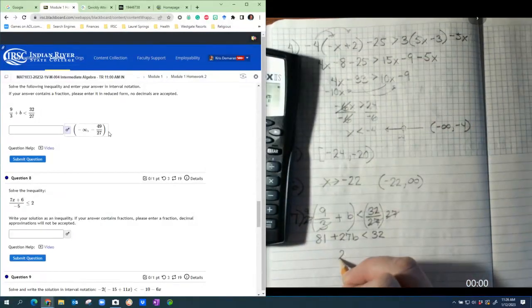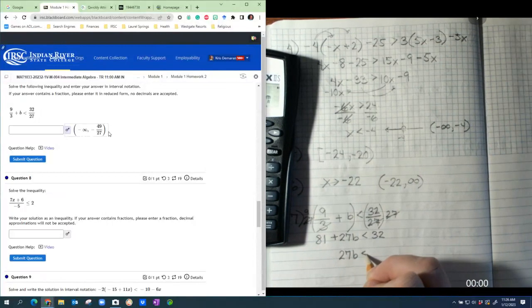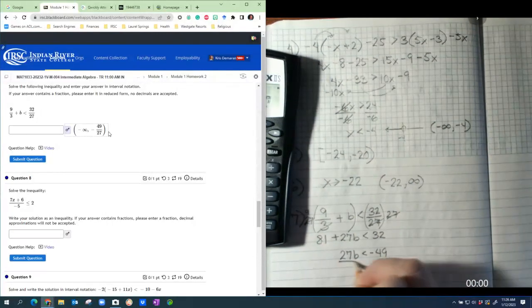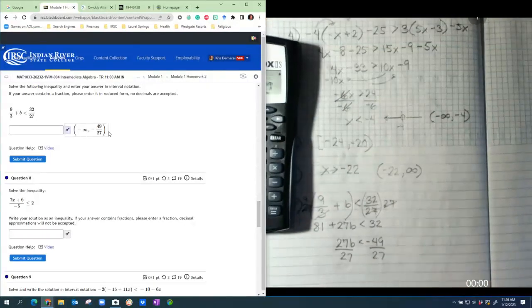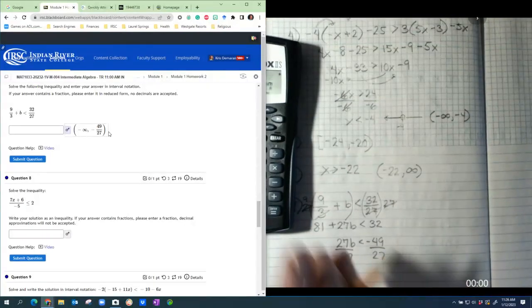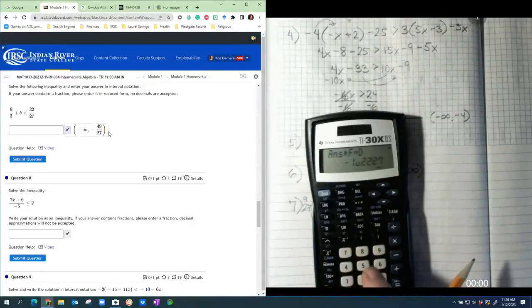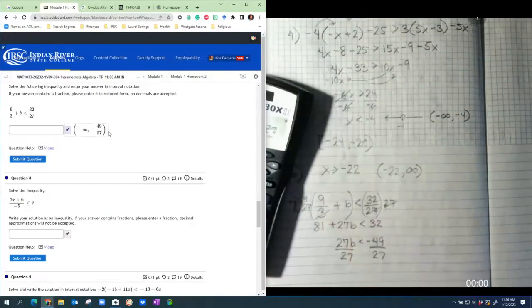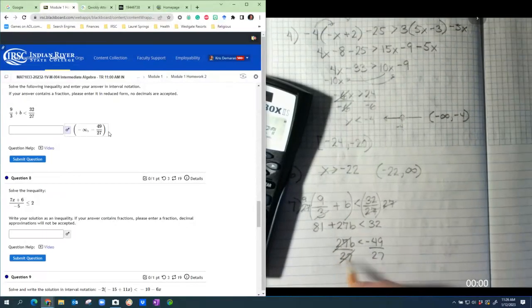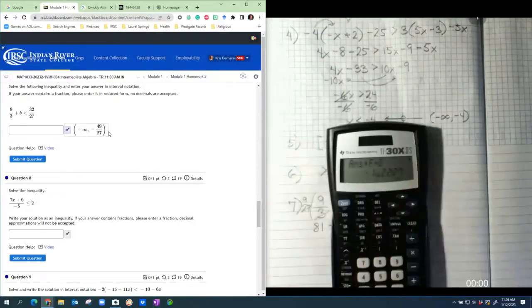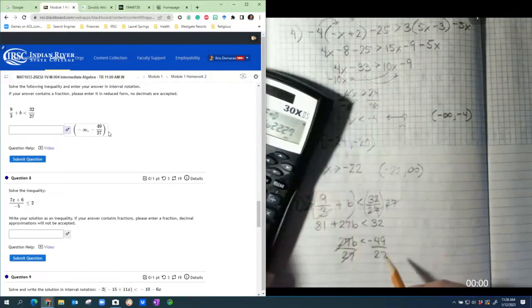So when we do the 27, and we get -49, and we divide both sides by this, we get this. This doesn't go into it, so we can leave it as an improper fraction. And I'd rather leave it as an improper fraction than a mixed number like that, okay? So, we got this, right?